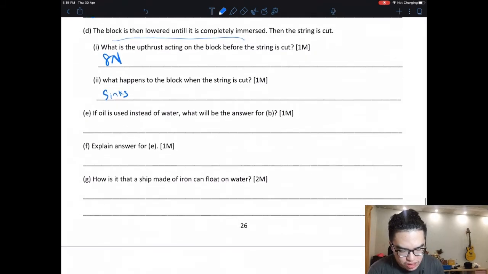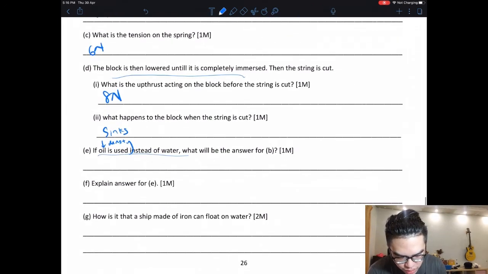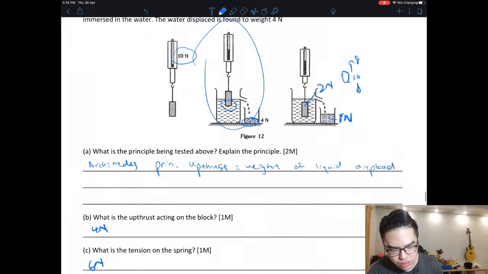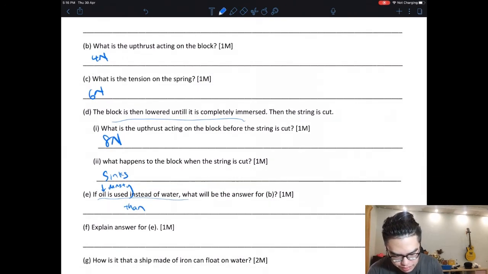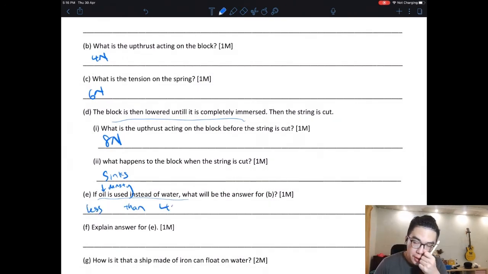If oil is used instead of water, what will be the answer for B? Oil. This is a trick question. Oil has lower density, that's why oil floats on water. So lower density means lower force. So what will be the answer for B? It will be more than 8. Wait, sorry, it should be less than 4. So less than 4.